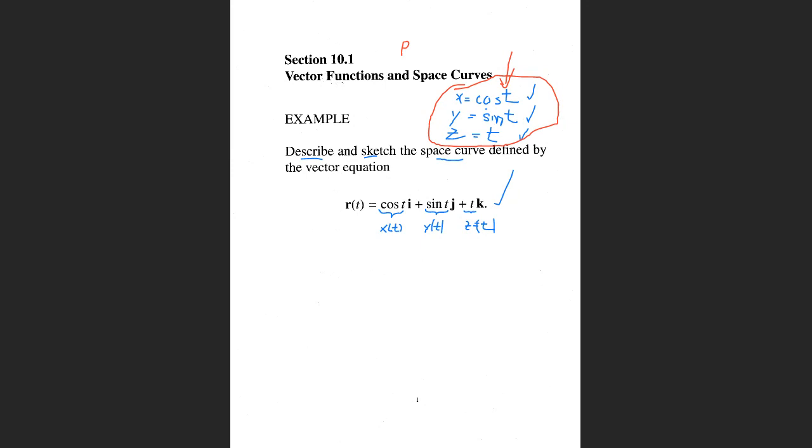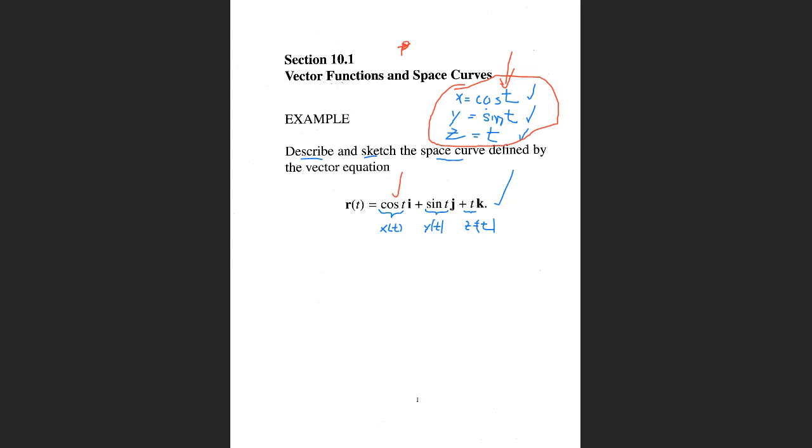So parametric equations, you're used to seeing parametric equations in two-dimensional space, like if you want to trace out a circle or something. But in three-dimensional space, we need three parametric equations, an x, a y, and a z. Now, we have to think, what does this space curve look like?